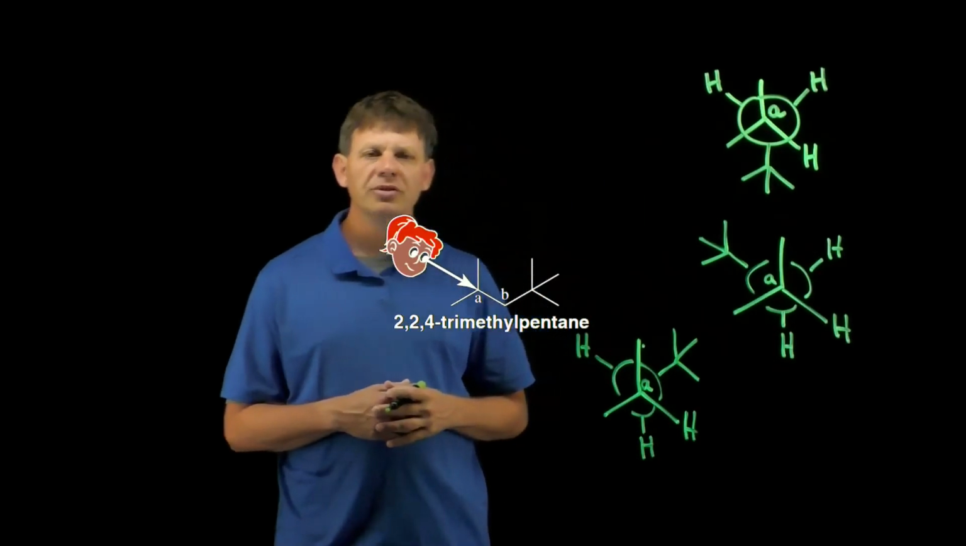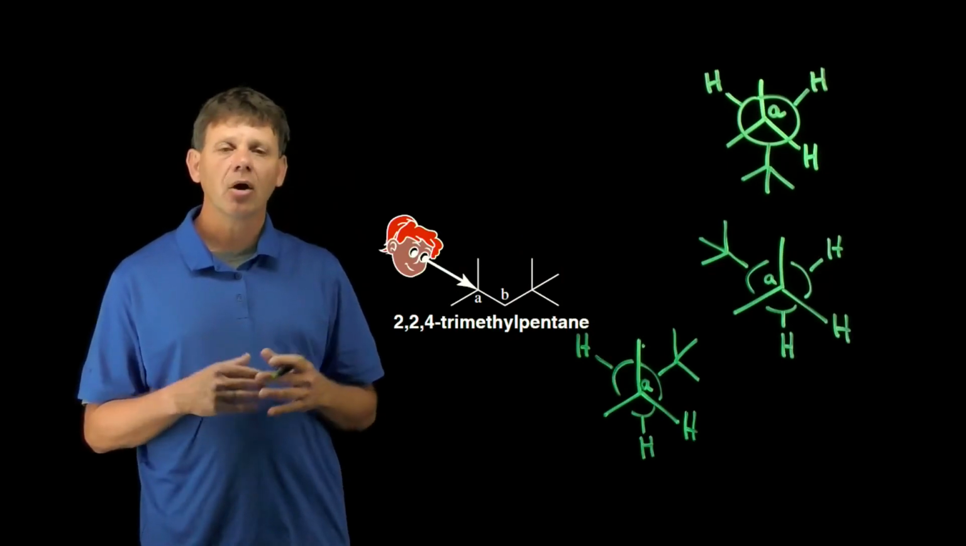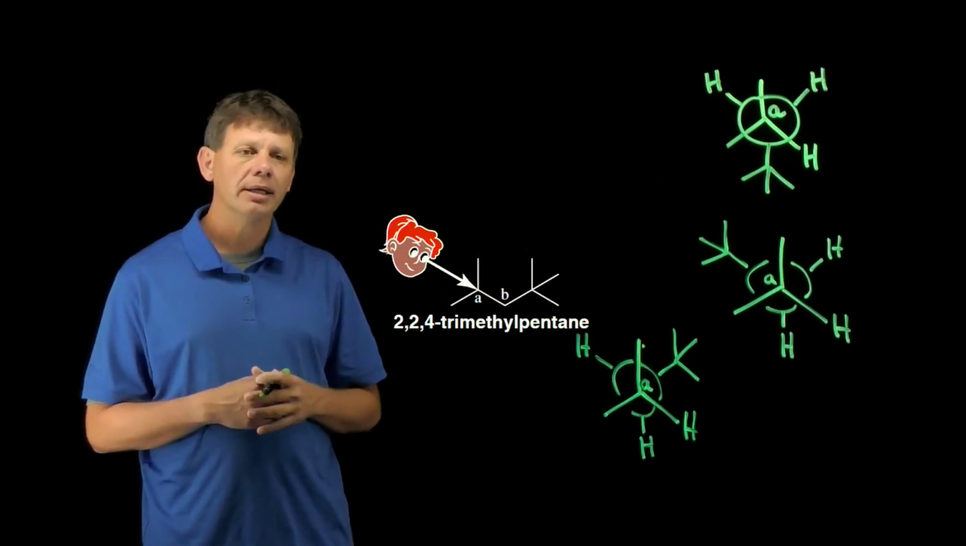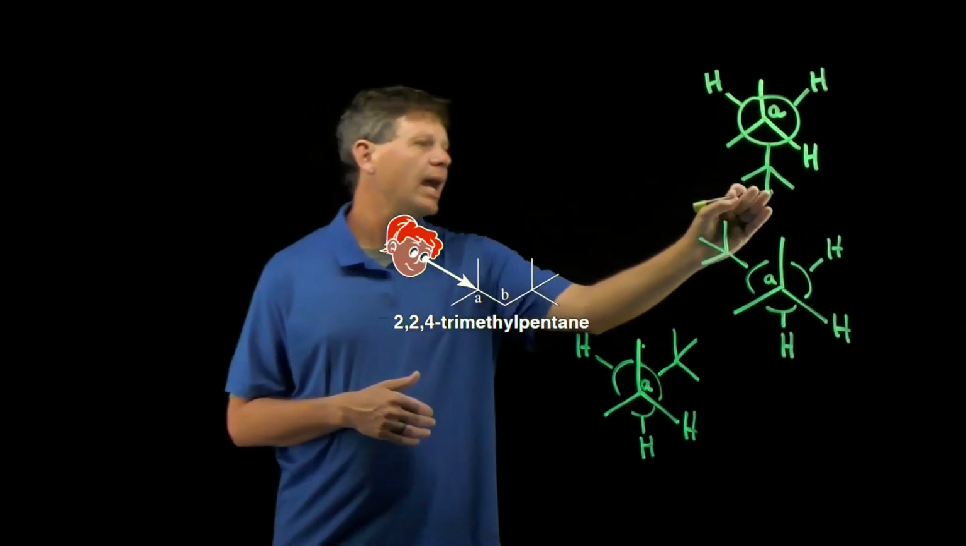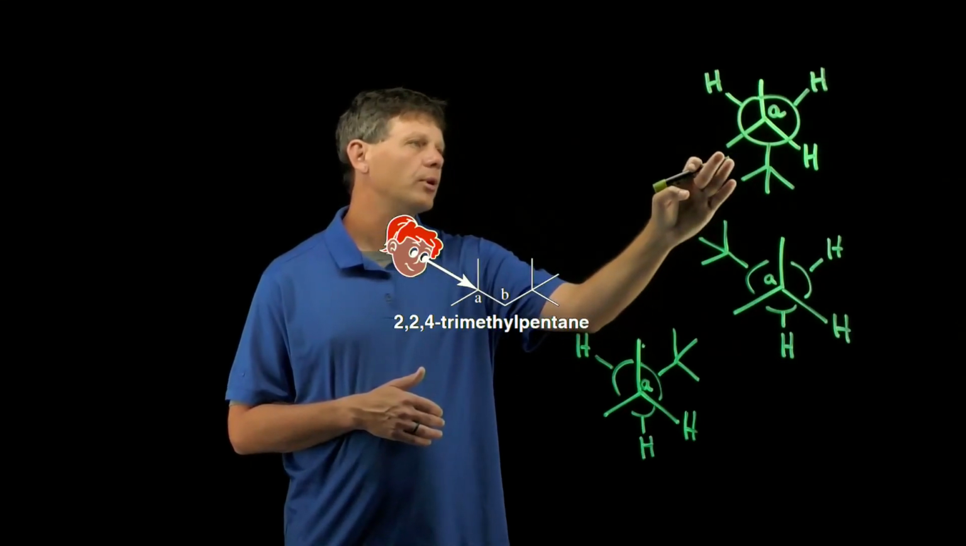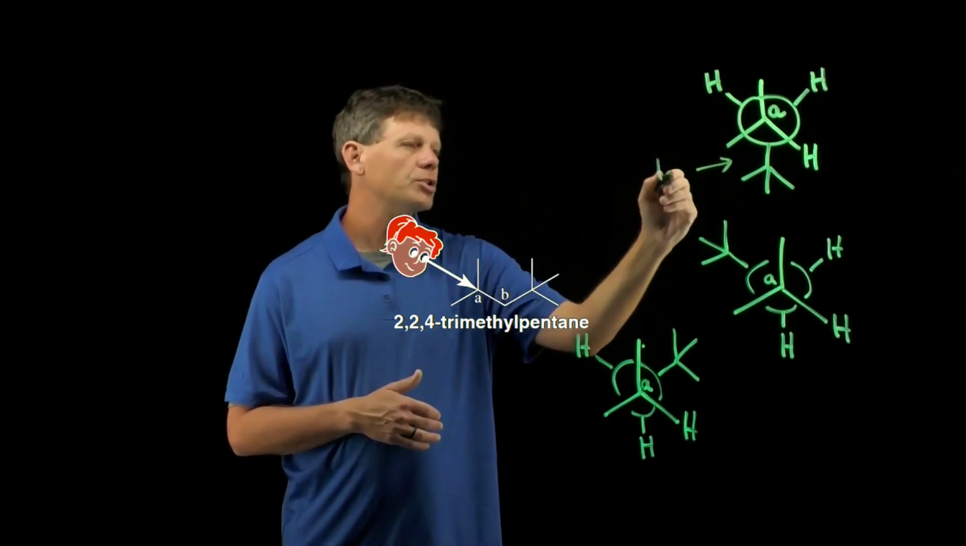These are the three most stable Newman projections because they are all staggered conformations. How do we pick which one is most stable? Well, here we have a tert-butyl group that is gauche, or 60-degree dihedral angle, to a methyl. So we have one gauche interaction here.